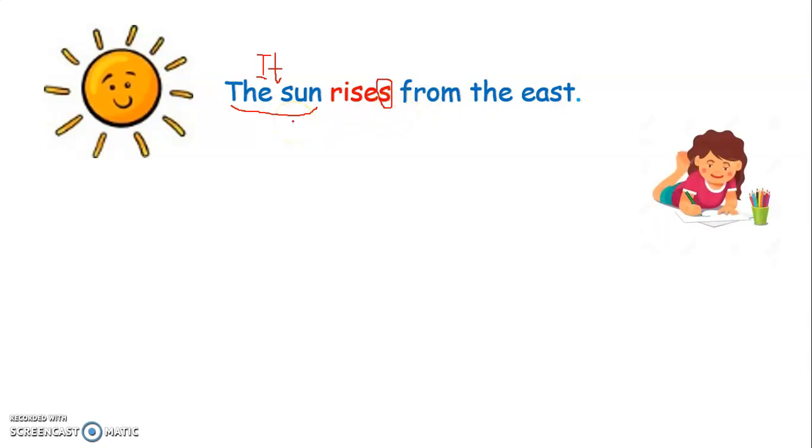Let's take another sentence. Lara likes drawing. Lara is a girl. She likes drawing. So it is one of her hobbies. She likes drawing. So with the pronoun she, what did we do to the verb like? We also added S at the end of the verb.